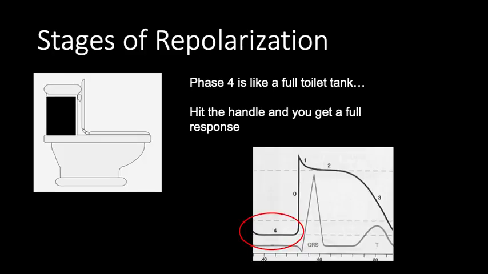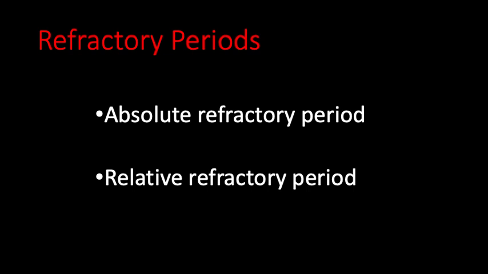We also talk about stages of repolarization. Phase 4 is when the tank is full. When you hit the handle, you get the full and appropriate response that that device was designed to produce. When the tank is not full, the cells are in a refractory period, meaning they're not likely to produce the usual full effect. We further divide those into two subcategories: the absolute and relative refractory periods.